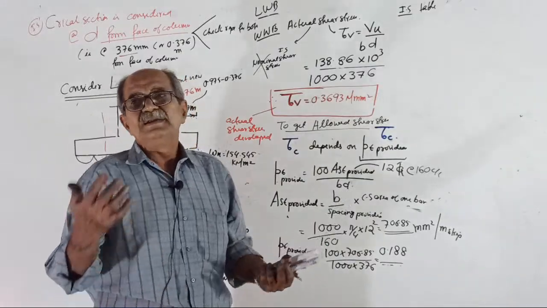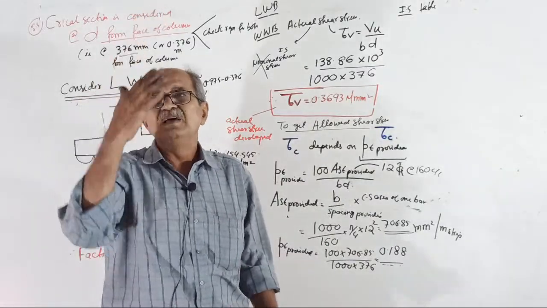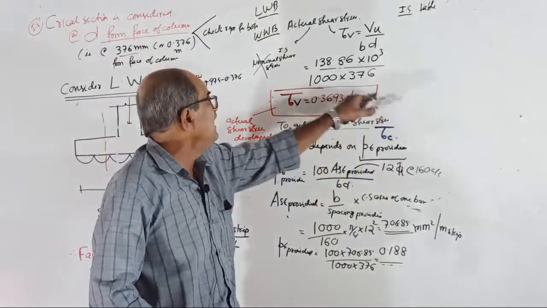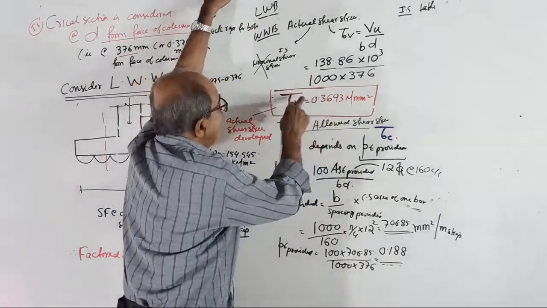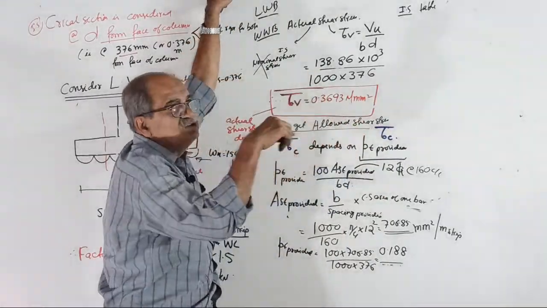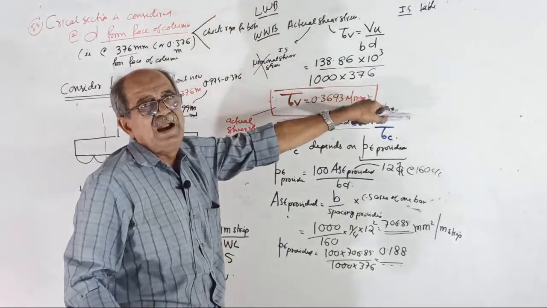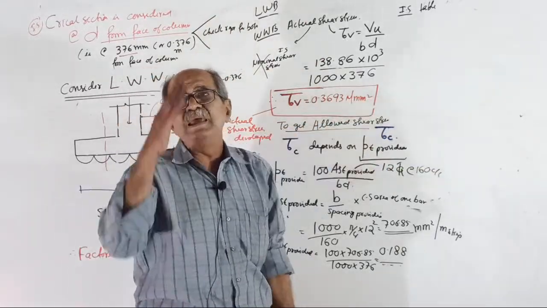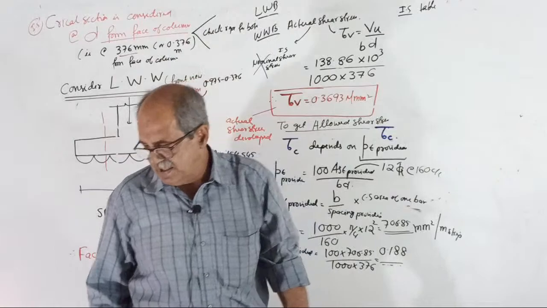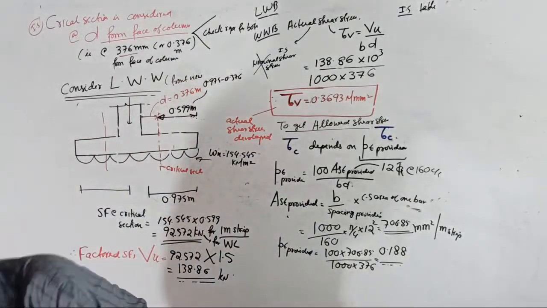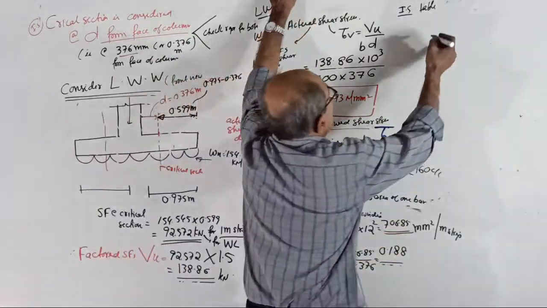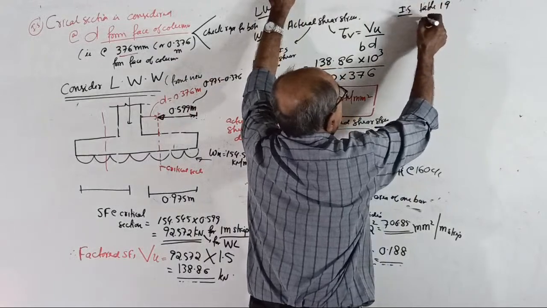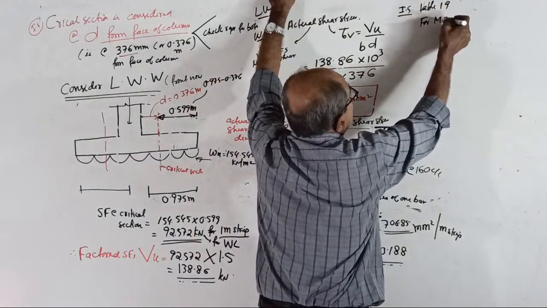Tau V should not exceed tau C maximum. For M25 concrete, tau C maximum is 3.1. Therefore, nothing to worry. But still write here that you should ensure tau V does not exceed tau C maximum. Okay, satisfied, because tau C maximum is 3.1. Table 20. Table 19, correct? Table 19 for M25 concrete.